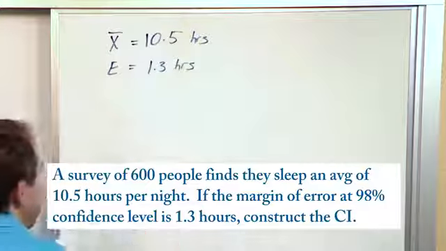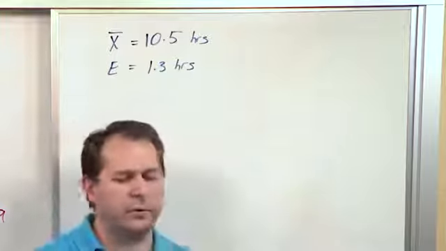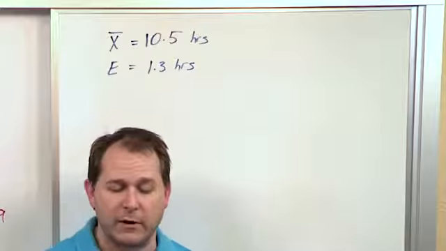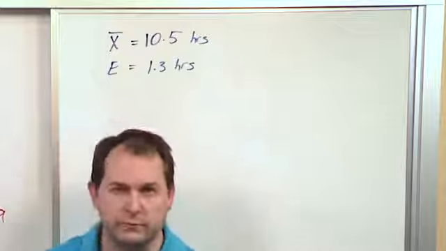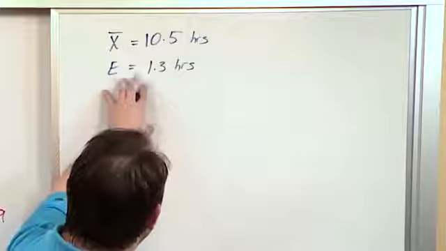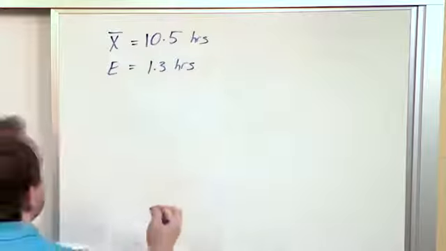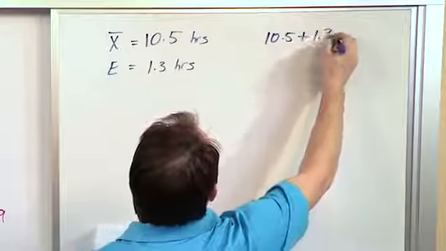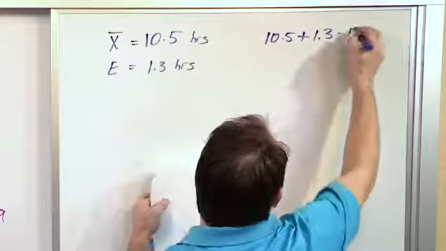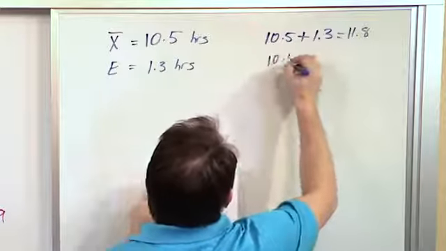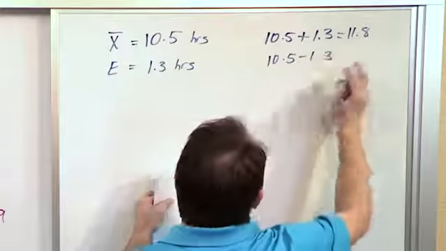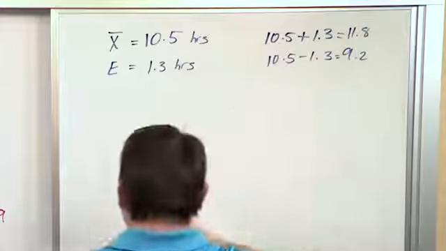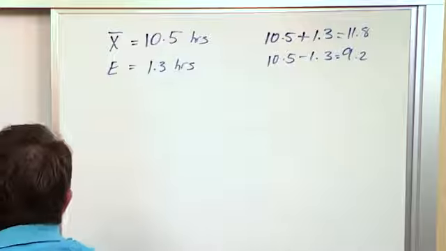And in this particular problem, it doesn't really matter the confidence level or the number of people we surveyed. That's just kind of extra information. In future problems, you will use that information to calculate the confidence interval. But here you've been given the margin of error. So all you really have to do is say, okay, well, 10.5 plus 1.3 is 11.8, and 10.5 minus 1.3 is 9.2. You go plus one margin of error and minus a margin of error.